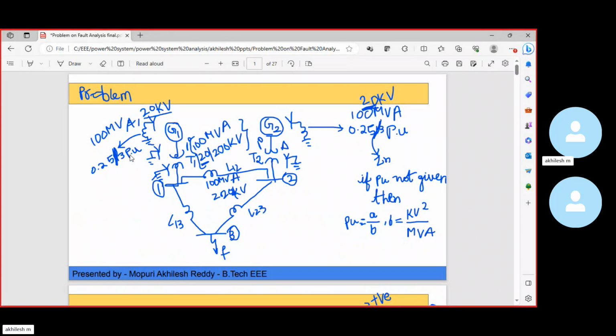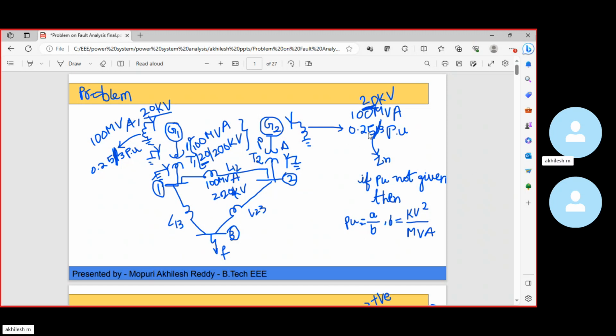In case they had not given it in per unit, then we should find the per unit value. If you observe, till now we didn't include this neutral grounding reactance Zn, which is 0.25 by 3, in our problem. So this Zn should be included in the zero sequence reactance diagram, but we missed it. To avoid confusion, whatever we have followed till now is Zn equal to 0. So let us solve the problem by considering Zn equal to 0, but let us also see what we need to do when they give Zn.